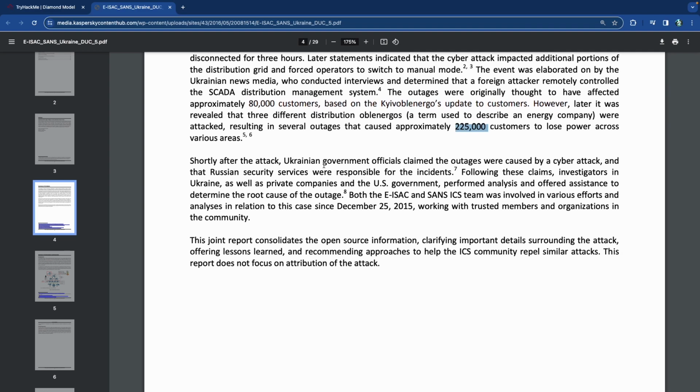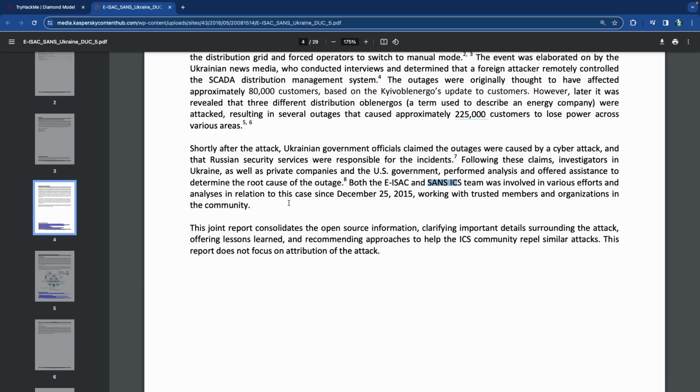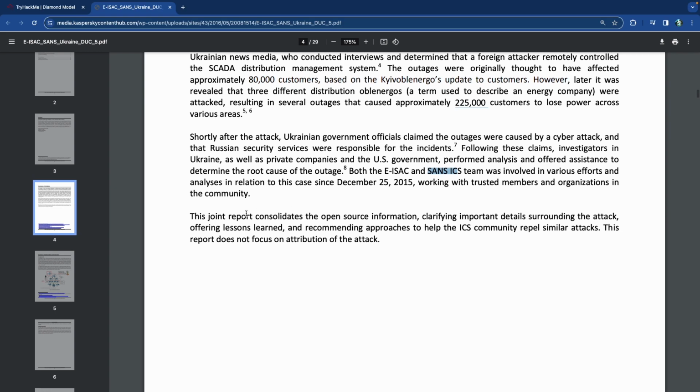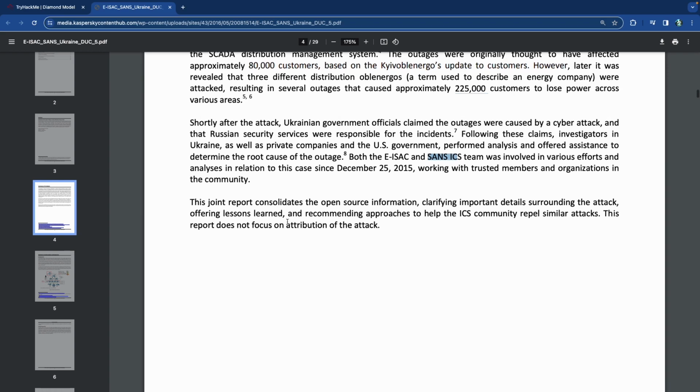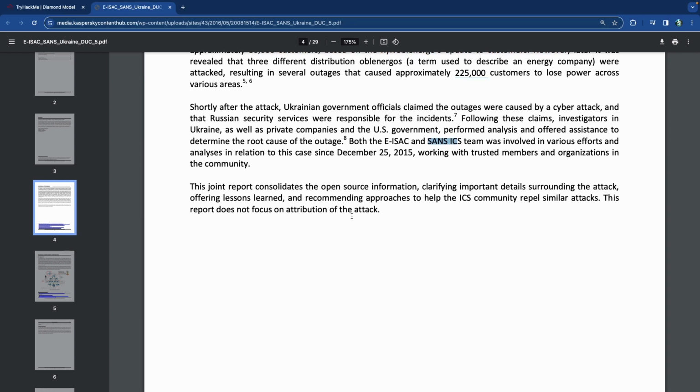Shortly after the attack, Ukrainian government officials claimed the outages were caused by a cyber attack and that Russian security services were responsible for the incident. Following these claims, investigators in Ukraine, as well as private companies and the US government, performed analysis and offered assistance to determine the root cause of the outage. Both the ISAC and SANS ICS teams were involved in various efforts and analyses in relation to this case since 2015, working with trusted members in the community. This joint report consolidates the open source information, clarifying important details.